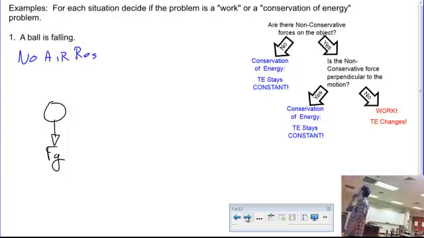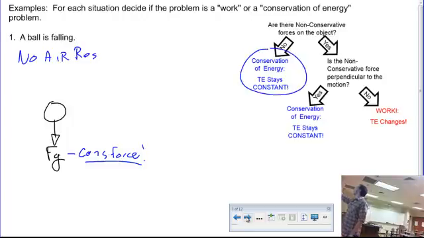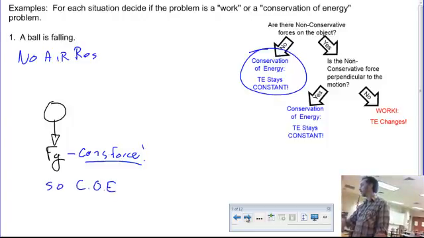Are there non-conservative forces on the object? Gravity is a conservative force. That's one of our two conservative forces, and that's the only force. So there aren't any non-conservative forces. That means we land here. It's a conservation of energy problem.